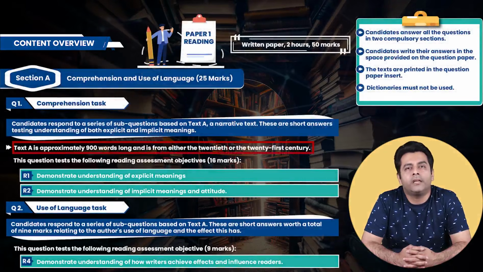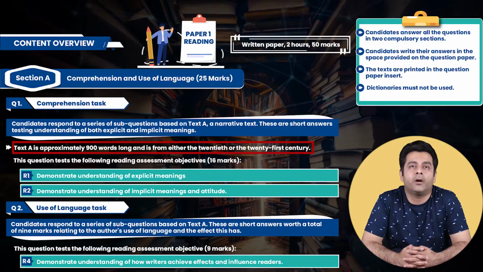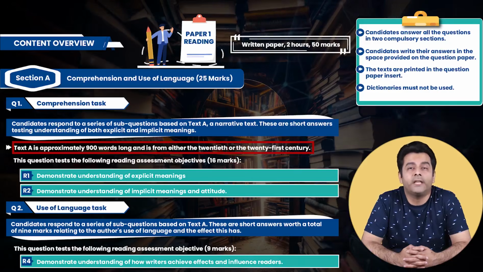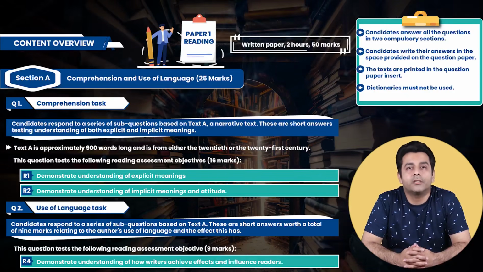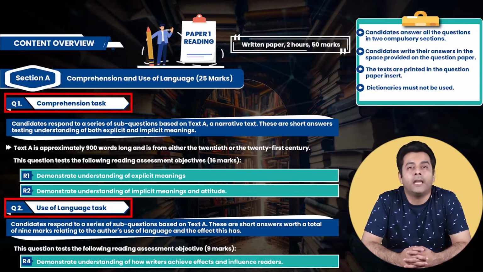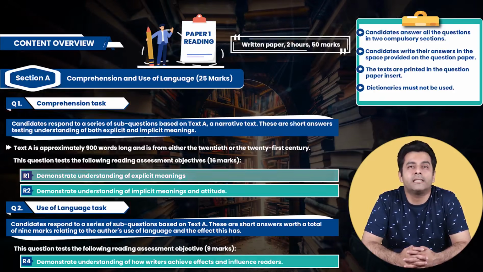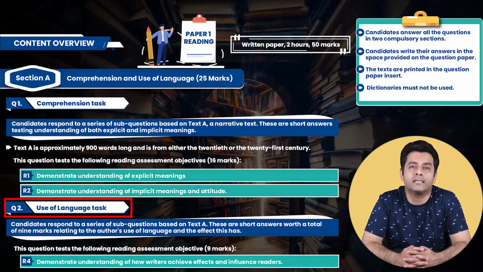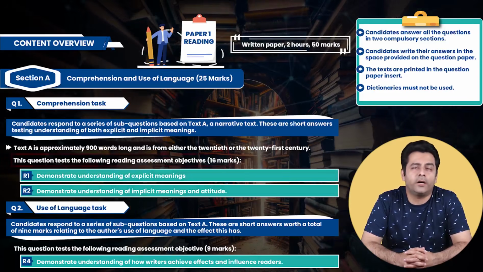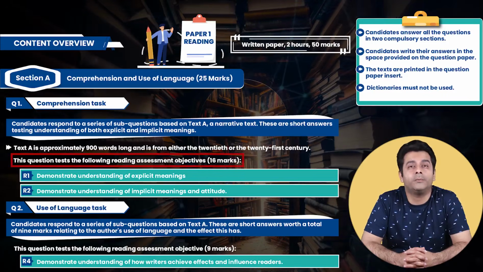Text A is going to be a factual passage with a word limit of 900 to 950, and two specific skills are going to be judged in the first section of text A. There would be two questions driven from text A, question number 1 and question number 2. In question number 1, the examiner is going to assess you on the basis of your explicit and implicit skills. And in question number 2, you are going to be assessed on the basis of your language skills.